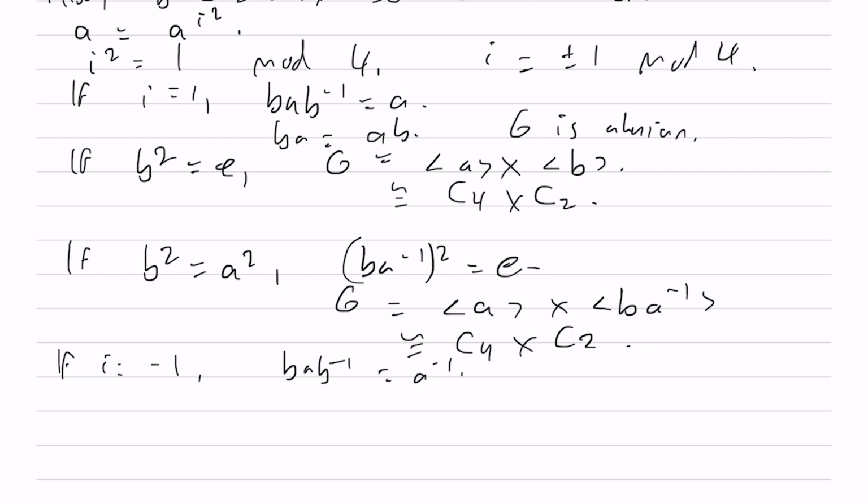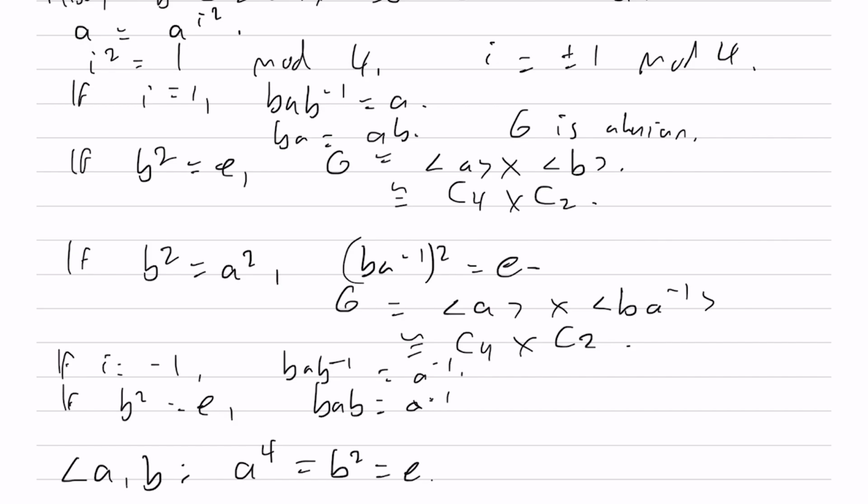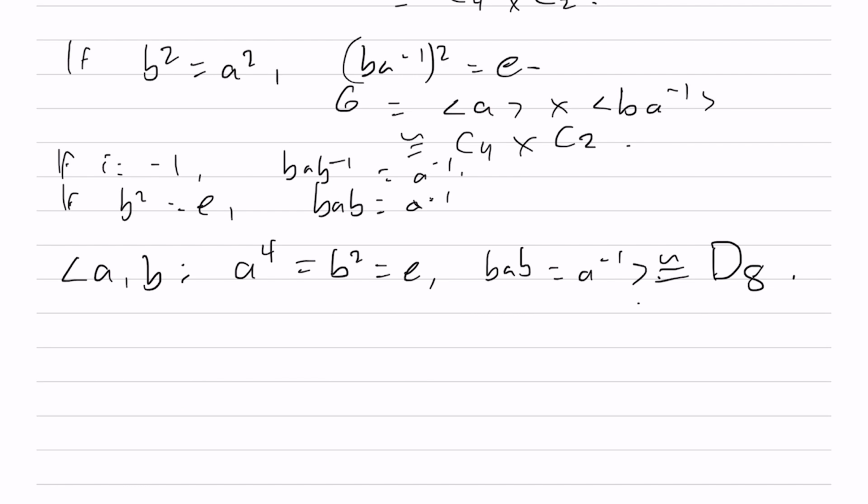So if I equals minus 1, then BAB inverse is equal to A inverse. And remember, we now have these two cases on B squared again. So if B squared is the identity, then BAB equals A inverse. Let's just have a look at this subgroup generated by A and B. Well, A to the 4 is the identity, B squared is the identity, and BAB equals A inverse. And that's just the presentation of the dihedral group. And therefore we can conclude that G is D8, since this is a subgroup of the same order as G.